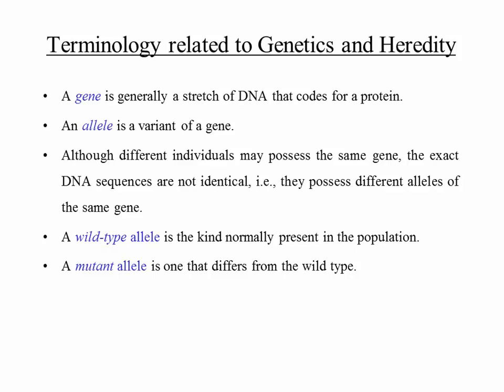An allele is a variant of a gene. So although different individuals may possess the same gene, the exact DNA sequences are not identical. That is, they possess different alleles of the same gene, right? A wild type allele is the kind that is normally present in the population, so most people have it. That's the wild type allele, okay? A mutant allele is one that differs from the wild type, okay?